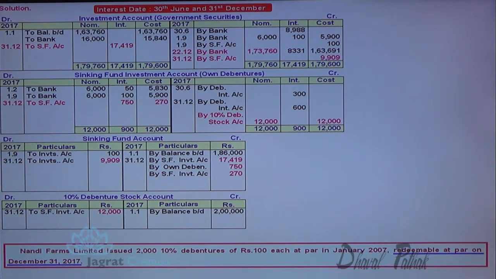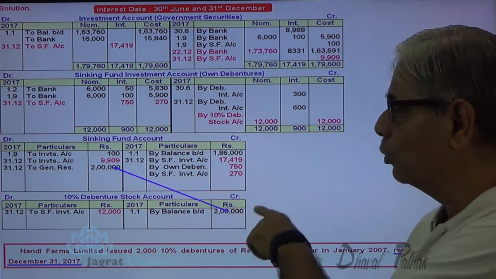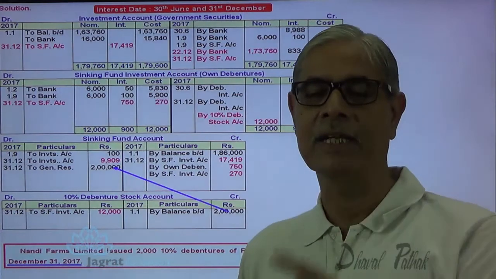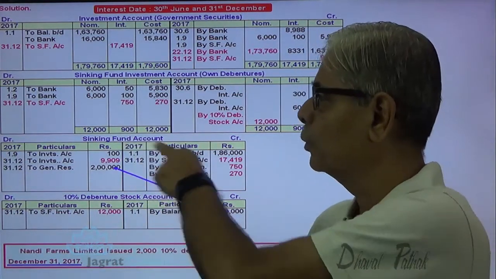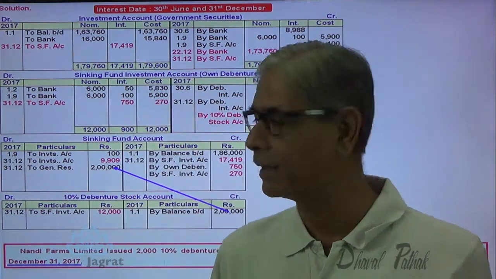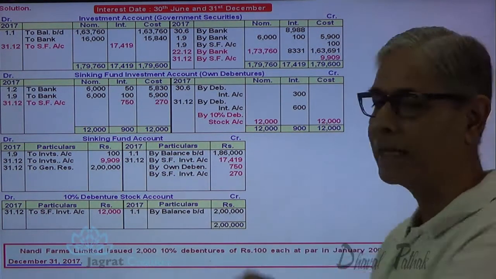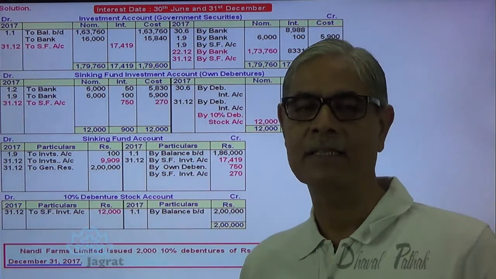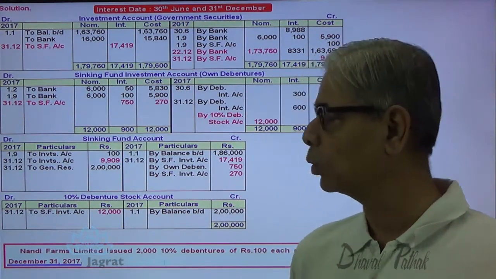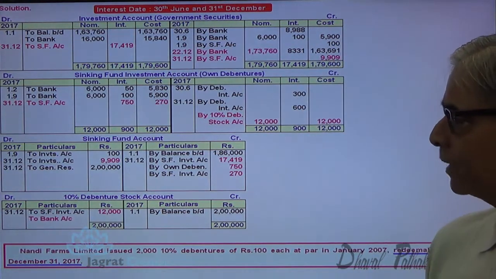Now the debentures are redeemed at par. So to the extent to which the debentures are redeemed, that amount must be transferred to general reserve. So sinking fund account debit to general reserve account credit, 2 lakhs. Since debentures are redeemed, you are required to write the entry for debentures account debit to debenture holders, and debenture holders to bank.